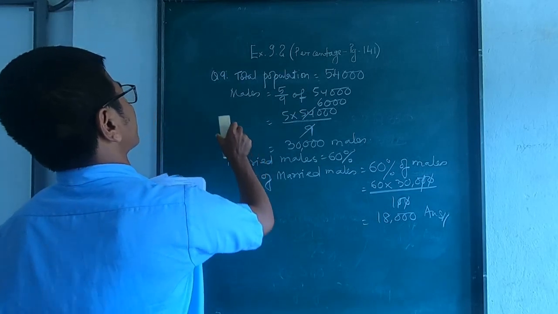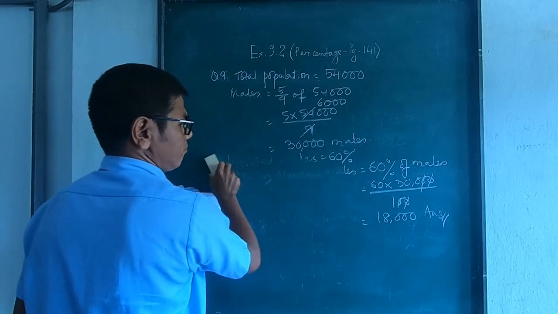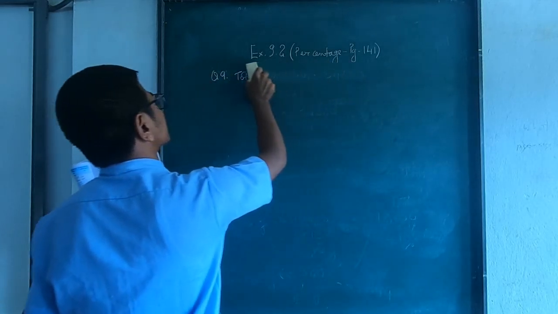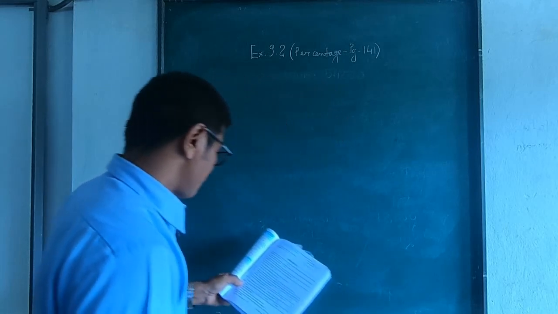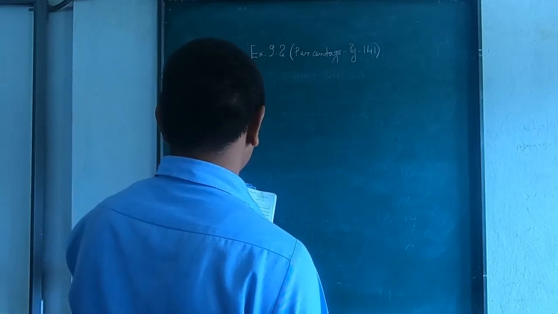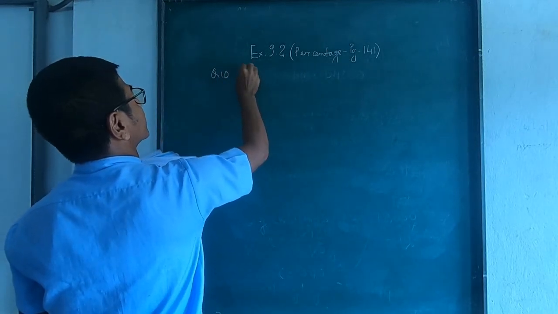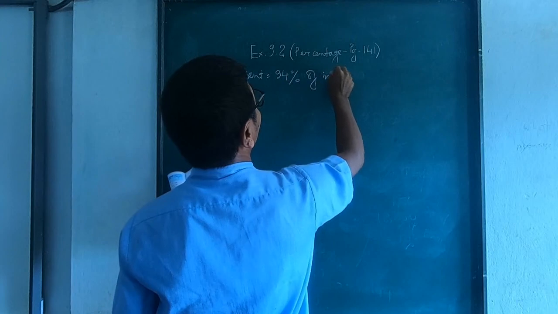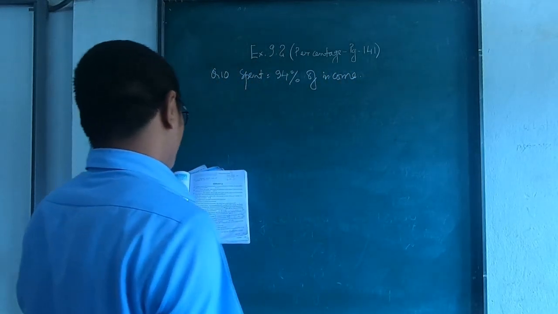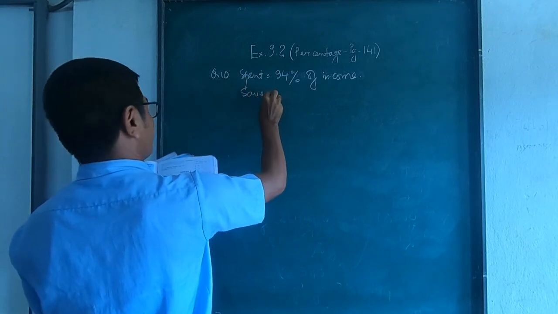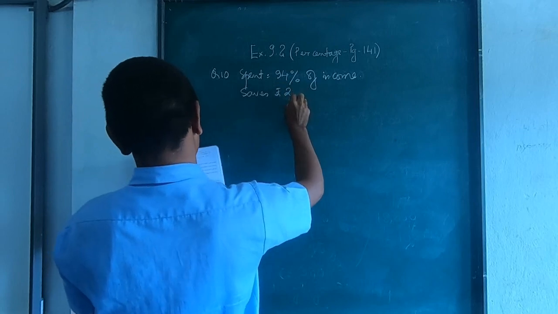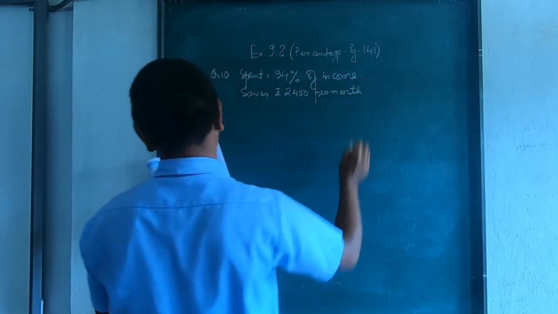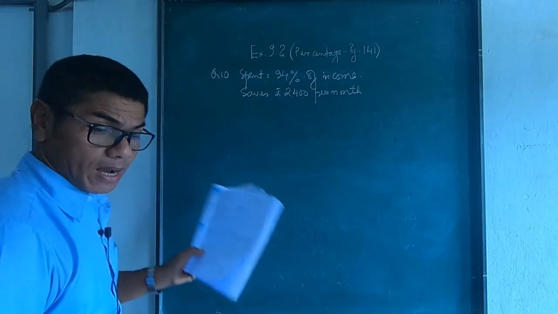Now we'll be doing question 10. Question 10. Nehru spent 94% of his monthly income. He saves, let us write, saves ₹2,400 per month. What is his monthly income?